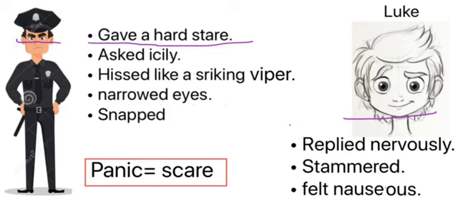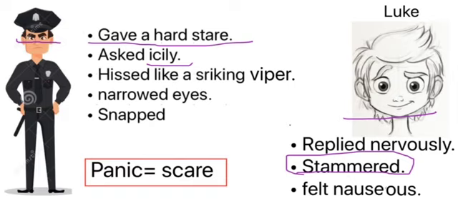Then the security officer asked another question, but easily. What's the meaning of easily? He asked him, did anyone give you anything to put inside your bag? Exactly like this. Did anyone give you anything to put inside your bag? At this time, Luke stammered. What's the meaning of stammered, my students? Yes. Luke said, no.